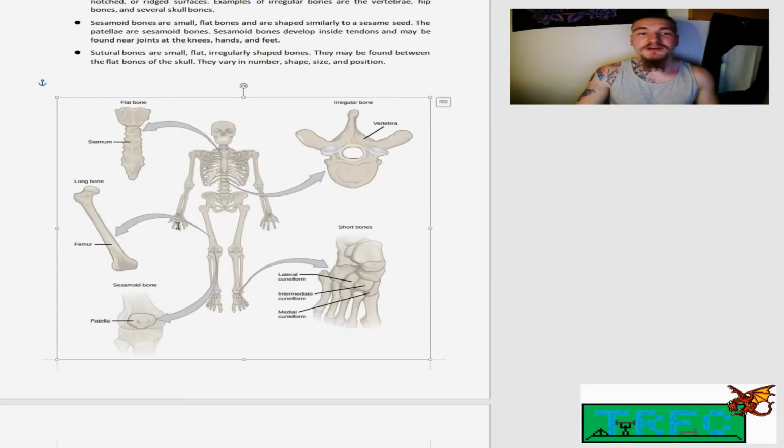Now as you can see here by this lovely diagram, we've got some locations of these bones and which ones they belong to. So flat bones, as said before, your sternum. Irregular bones such as your vertebrae. Short bones in your fingers and your toes. We've got the sesamoid bone, which is your patella, your kneecap. And we've got the long bones, femur, humerus, that kind of thing.